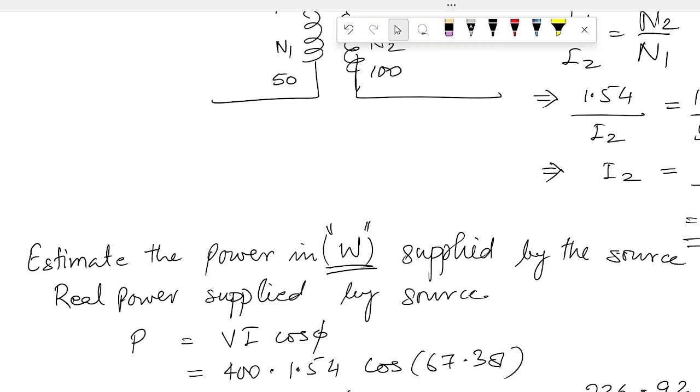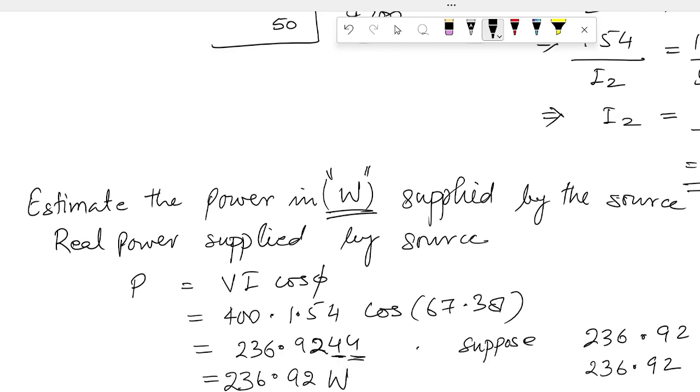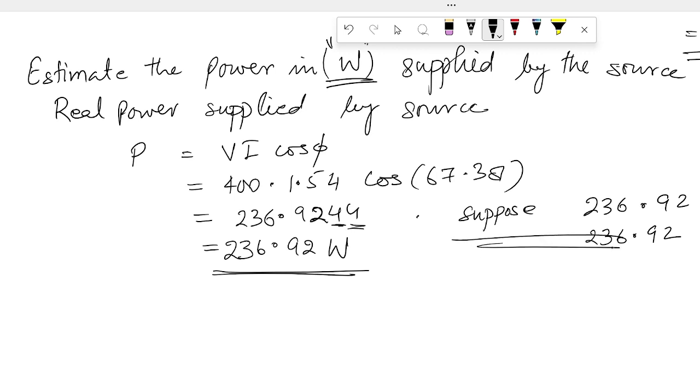Sir, where you are writing, sir? I am not able to see it. Is the screen not visible to others? Is it visible right now? Yes, you are writing. Now it is visible, sir. Okay, thank you, sir.